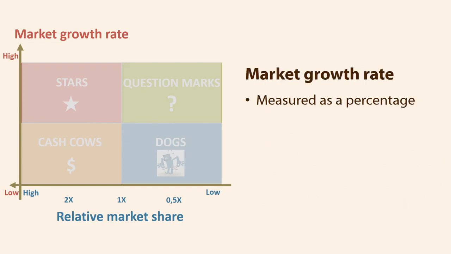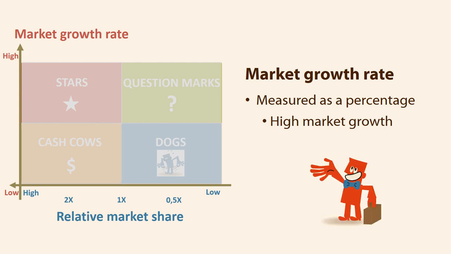Market growth on the y-axis refers to the market the company is in, and growth is measured as a percentage, with low at the bottom and rising to high in the direction of the vertical arrow. High market growth means that many consumers are demanding the product, making it an attractive market for the company to be in.